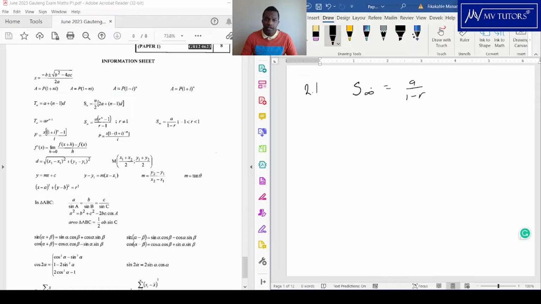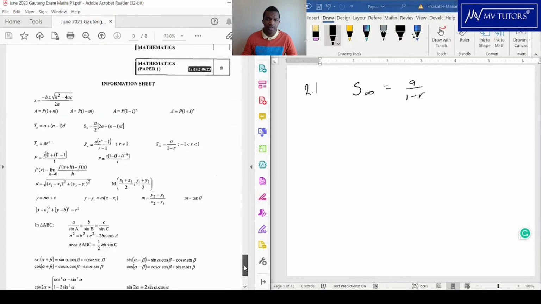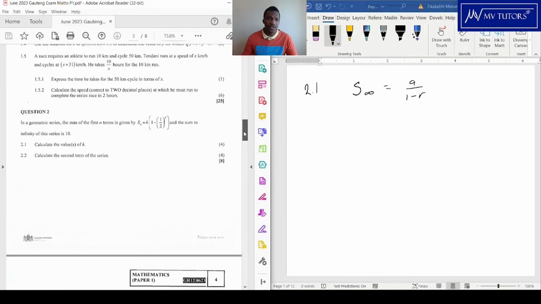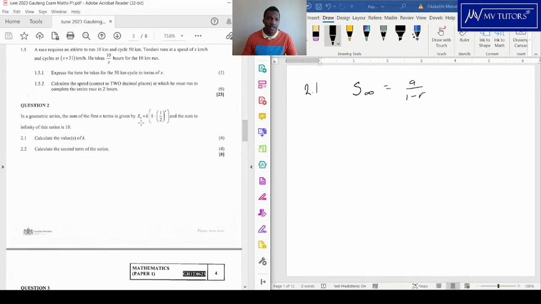Okay, so what are we looking for? Let's go back to the question. Calculate the value of k. Oh, over there. Let's just write down our variables. Do we have the sum to infinity? Do we have the value of r? And do we have the value of a before we plug it into this equation? So the sum to infinity, we're given it's 10.